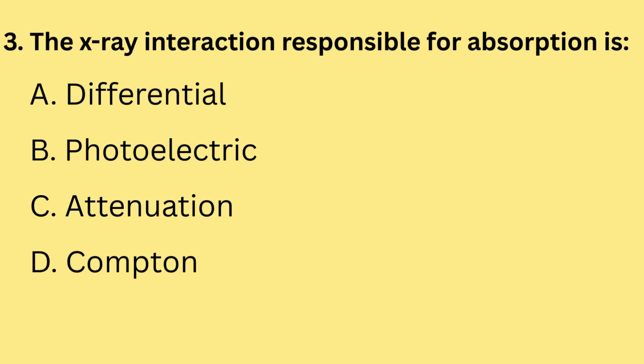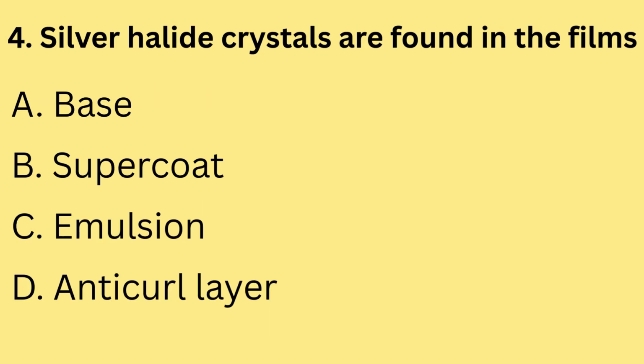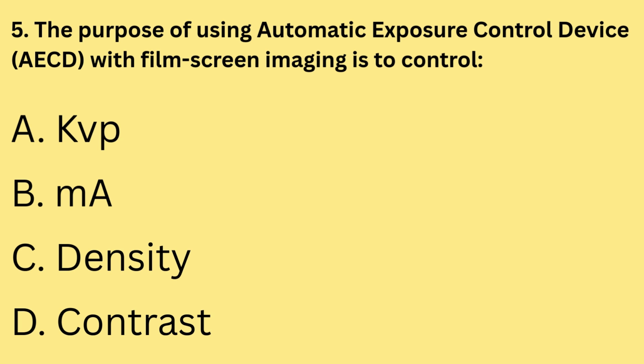Fluoroscopy. Question number 3. The X-ray interaction responsible for absorption is A. Differential, B. Photoelectric, C. Attenuation, D. Compton. The answer is B, photoelectric. Question number 4. Silver halide crystals are found in the film's dash. A. Base, B. Supercoat, C. Emulsion, D. Anticurl layer.